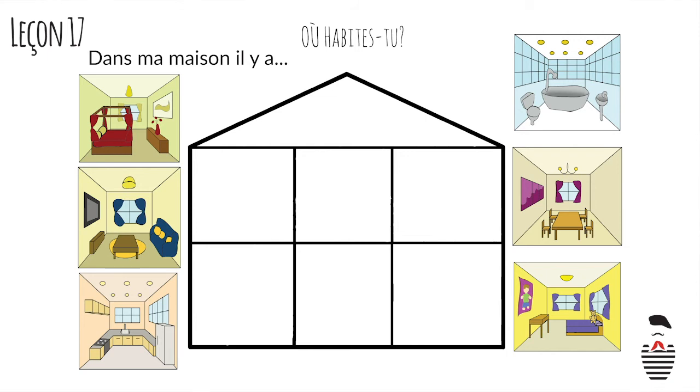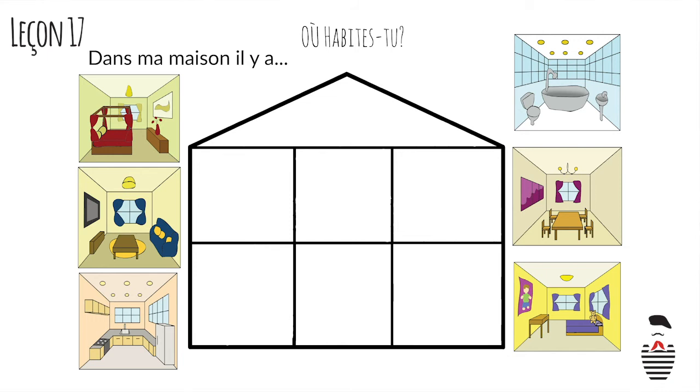But these are now without the words. So let's see if you can recognize the top one on the left-hand side. In my house, there is a bedroom. Okay, let's say that. Dans ma maison, il y a la chambre. In my house, there's a living room. Dans ma maison, il y a le salon. In my house, there is a kitchen. Dans ma maison, il y a une cuisine.